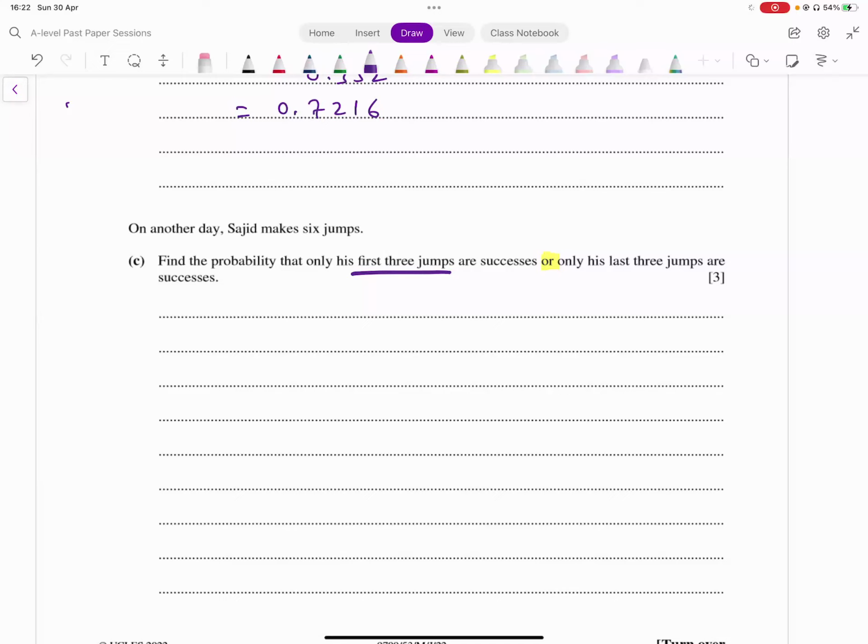So what cases can you have? If the first 3 jumps are successes, what does that mean? Total is 6, right? You could have success, success, success. It says only the first 3 are successes. That means the last 3 are going to be failures. Either this can happen, or what is the other case? Last 3 are successes. That means the first 3 are failures. So FFF and then SSS. These are the 2 cases that you have. Okay.